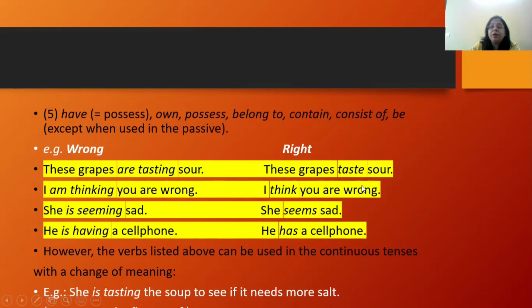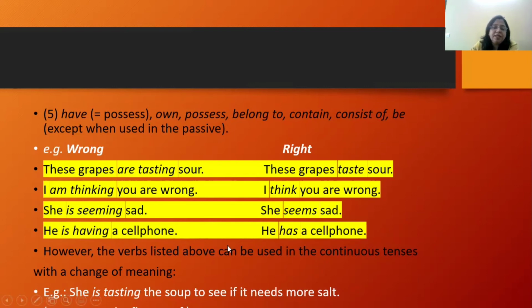"I am thinking you are wrong." I think you are wrong. This is the correct sentence. "She is seeming sad." She seems sad. And "He is having a cell phone", which is the sentence we normally speak, but if we see grammatically, it is wrong. It has to be like that: He has a cell phone.